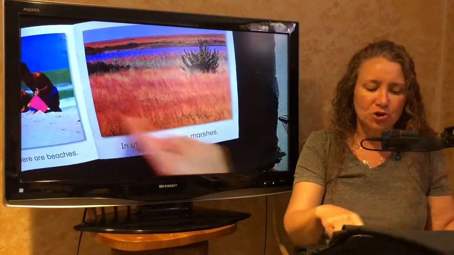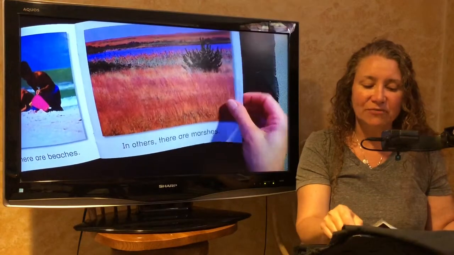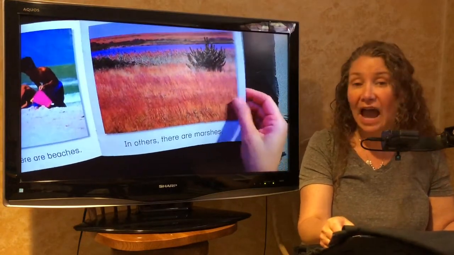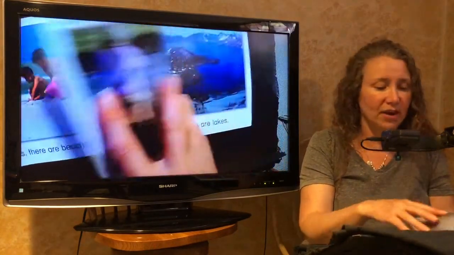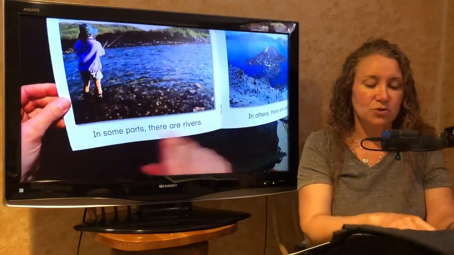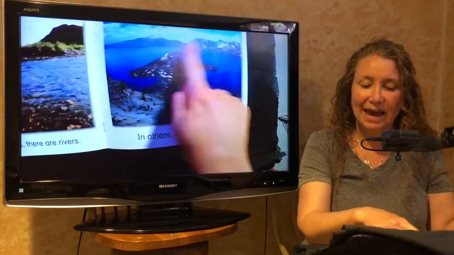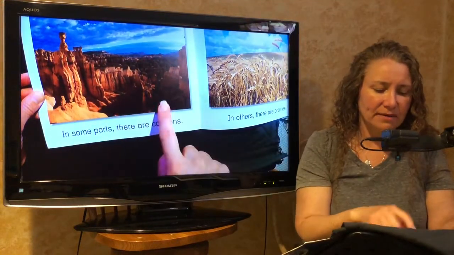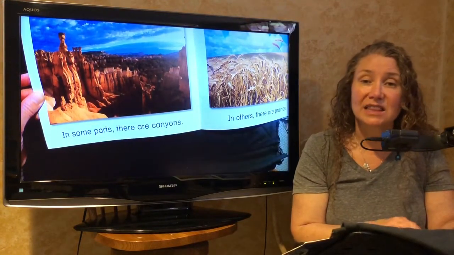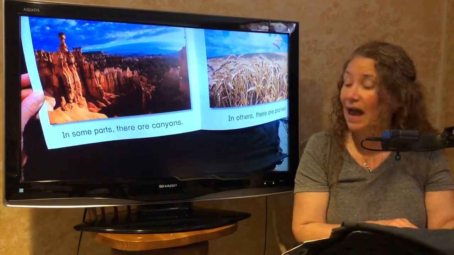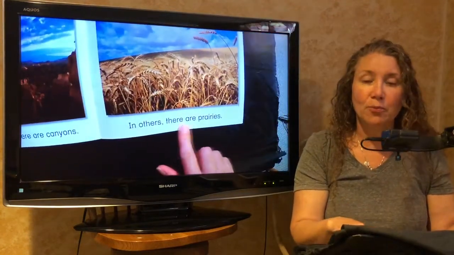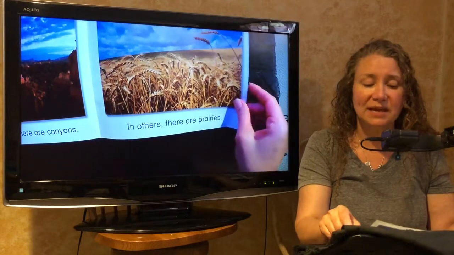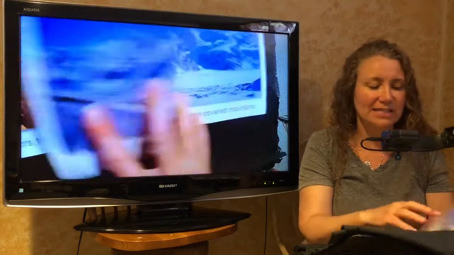And a marsh. A marsh is a different kind of a habitat. Different animals and different plants will live there in marshlands. There's a river habitat and a lake habitat. This is a canyon, but it looks like it's a little bit desert kind of a habitat, right? We talked about prairies. Prairies are sort of the same thing as grasslands. It's kind of that grasslands habitat.